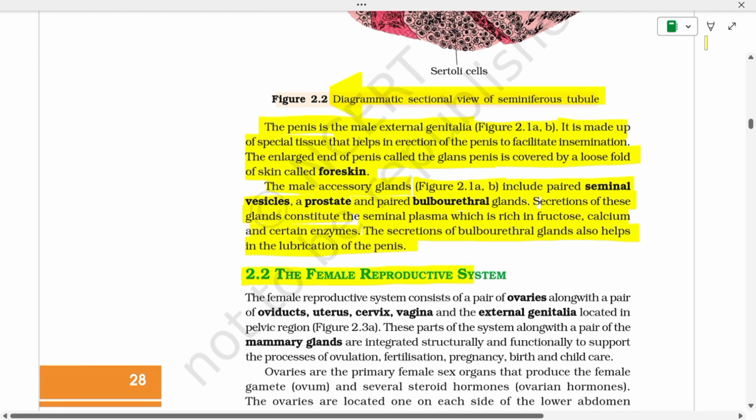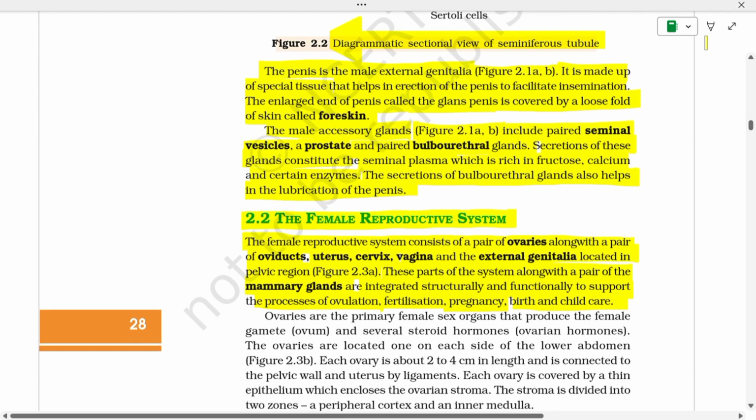2.2 The female reproductive system. The female reproductive system consists of a pair of ovaries along with a pair of oviducts, uterus, cervix, vagina, and the external genitalia located in pelvic region, figure 2.3a. These parts of the system, along with a pair of mammary glands, are integrated structurally and functionally to support the processes of ovulation, fertilization, pregnancy, birth, and child care.